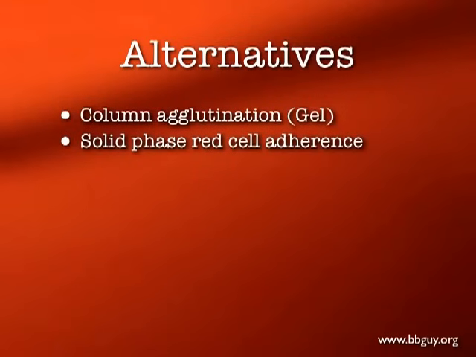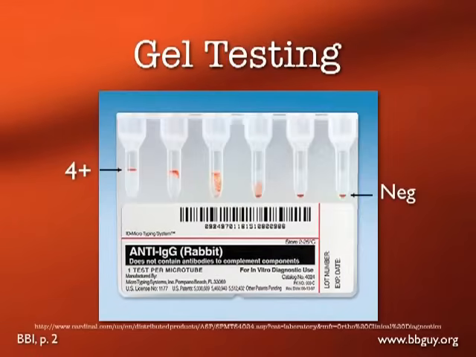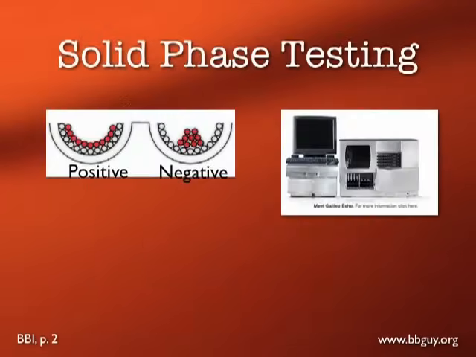There are certainly alternatives to tube testing. In fact, the majority of laboratories in the United States now use alternatives to tube testing, including gel testing or solid phase testing. And again, you'll hear more about this in the pre-transfusion testing lecture, but this is just an example of gel testing with a very strong positive on the left side of the image and a complete negative on the right side of the image. If you're not familiar with gel, again, we'll discuss that further in the next lecture.